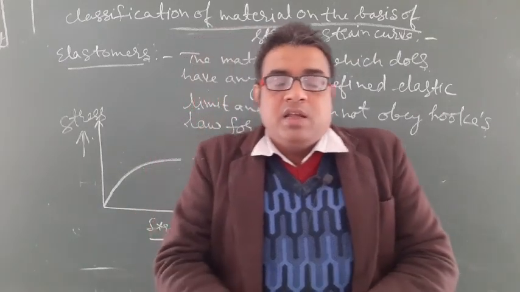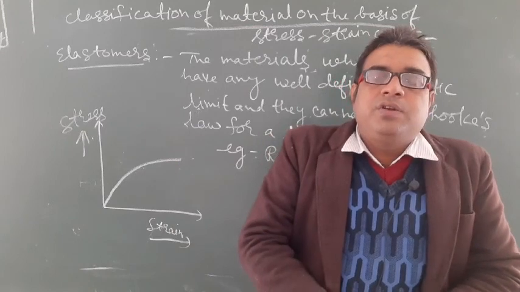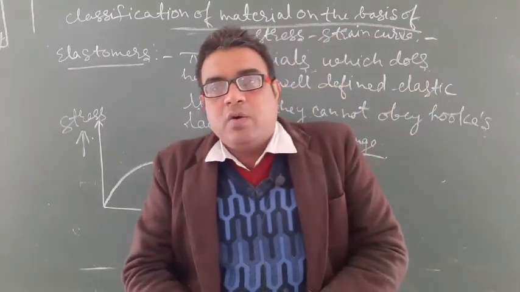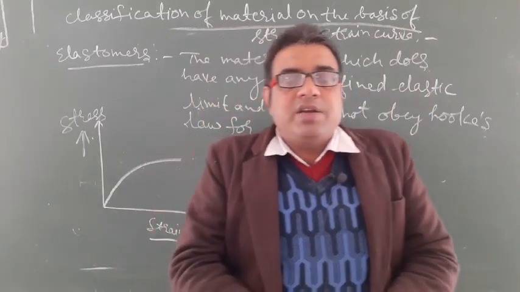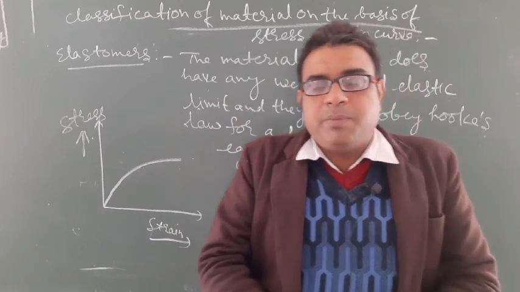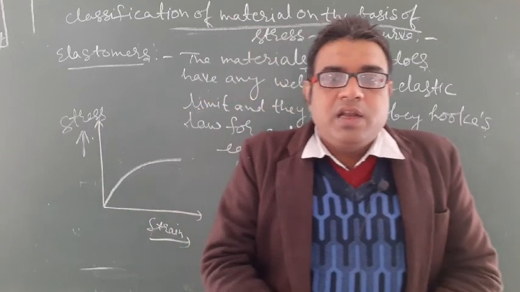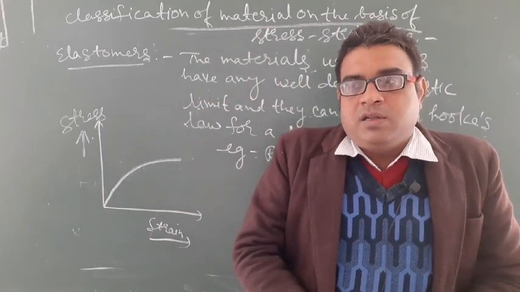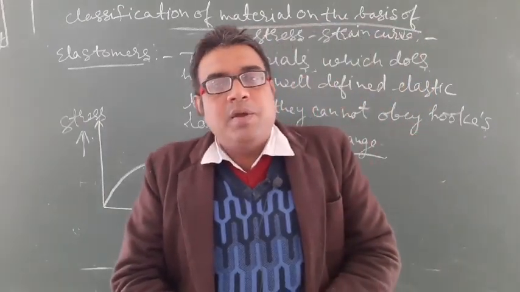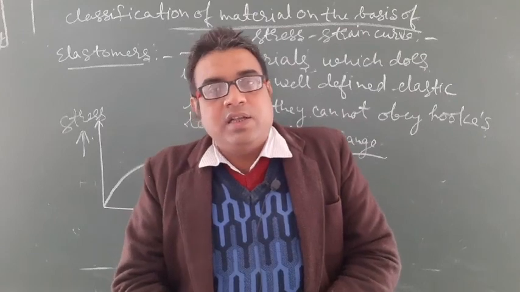Various examples of elastomers are the aorta and blood vessels or arteries. In the blood vessels there are arteries and veins. They are also elastomers. They also do not obey Hooke's law for a large range.